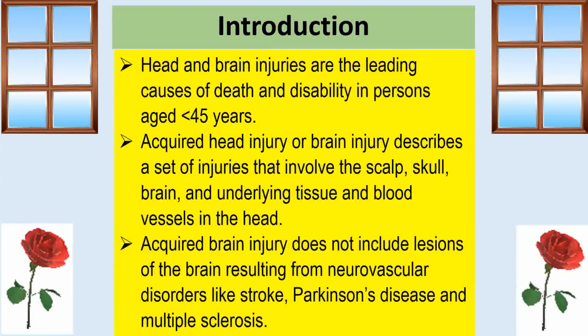Head and brain injuries are the leading causes of death and disability in persons aged less than 45 years. Acquired head injury or brain injury is a set of injuries that involve the scalp, skull, brain, and underlying tissues and blood vessels in the head. Acquired brain injury does not include lesions of the brain resulting from neurovascular disorders like stroke, Parkinson's disease, and multiple sclerosis.